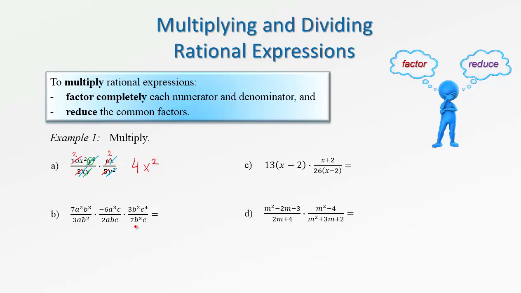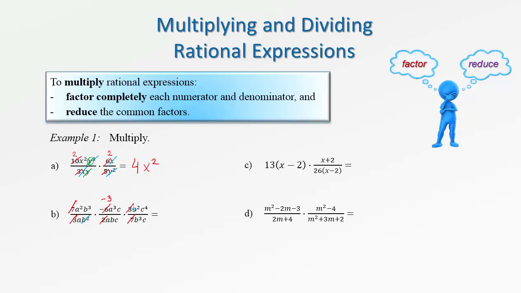Let's see the second example. Again, let's start with reducing numbers. 7 goes with 7. 3 cancels this 3. And negative 6 and 2 we can reduce by 2. So in the numerator we still have negative 3 left over. Now, we see a lot of letters, a lot of a's and b's and c's. So we could cancel everything, but sometimes when you cross so much, it's hard to see what's really left over. So we can reduce in steps. We can reduce, for example, the most obvious factors that we see.